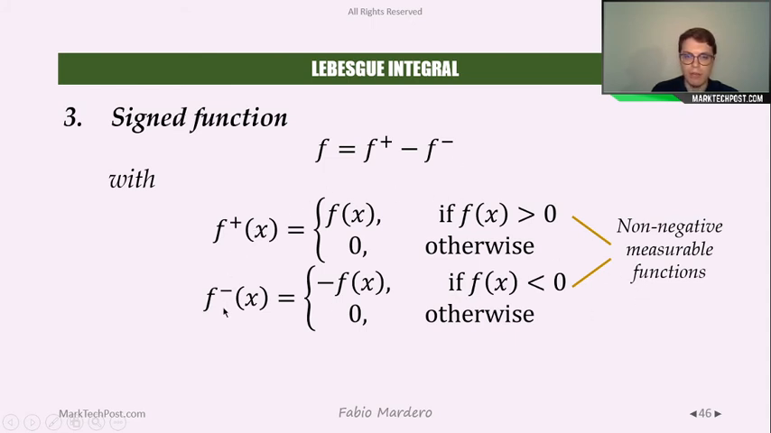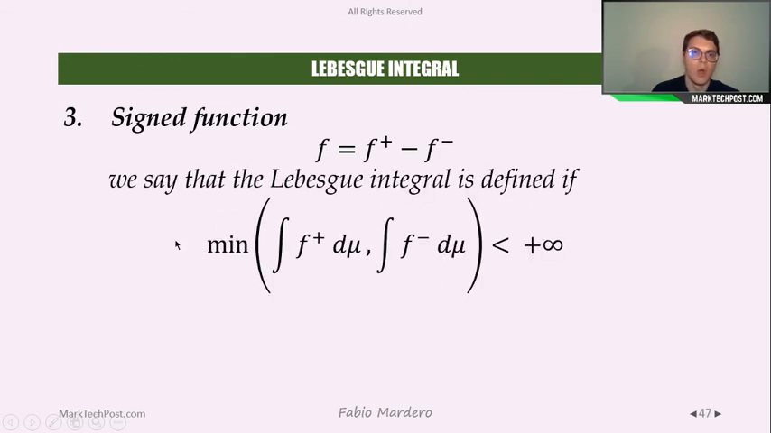So f plus and f minus are non-negative measurable functions. We can say that the Lebesgue integral is defined. We are just saying that it is defined if at least the integral of f plus or the integral of f minus is finite. It just matters that one of the two is finite to say that the Lebesgue integral is defined.